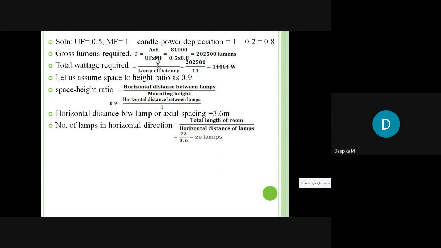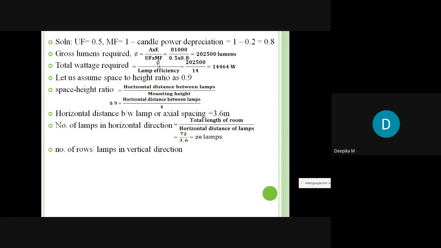That means what? So you have to fix 20 lamps in horizontal direction. If you take 72-meter distance, in 72-meter distance, you are going to install, or you are going to fix 20 lamps with the horizontal spacing as 3.6 meter. Okay, so in this way we have calculated number of lamps in horizontal direction, but we also have to calculate number of lamps in width direction, or nothing but y direction.